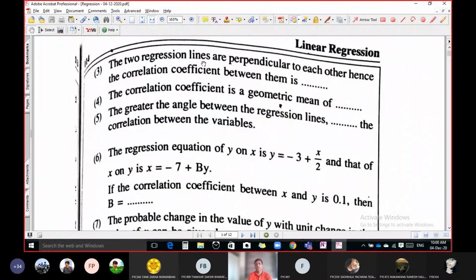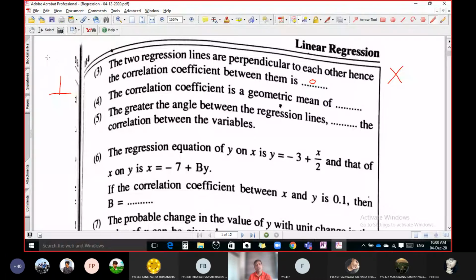The two regression lines are perpendicular to each other. Hence, the correlation between them is, see, if two regression lines are perpendicular to each other, like this, or you can say like this, means there is a 90-degree angle. And if there is a 90-degree angle, then what is the correlation between them? Any of you know the answer? 0. Yeah, you are absolutely right, 0. There is no correlation when two lines are perpendicular.